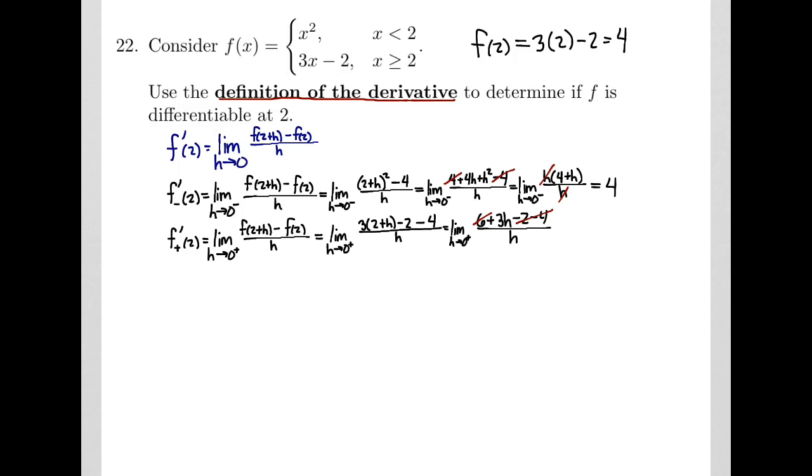When I calculate the limit on the right, notice again I have a limit of 3h over h. My h's cancel. As h goes to 0, I just am left with the value 3. And notice what we found. The derivative when calculated from the left gave me 4. The derivative when calculated from the right gives me 3. These are not equal. So my function is not differentiable.